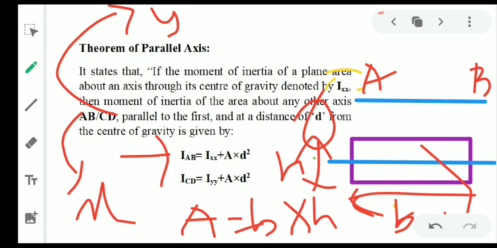This is a single rectangular section. So what will the area be? B into H. How much will I_xx be? The moment of inertia with respect to the centroidal axis of the rectangular section. Simple. Then the important thing here is what?